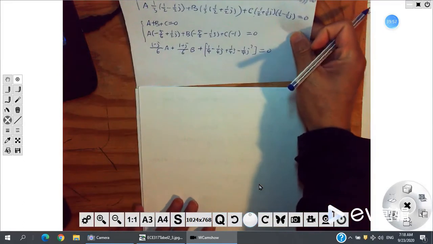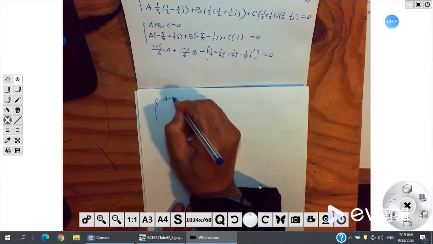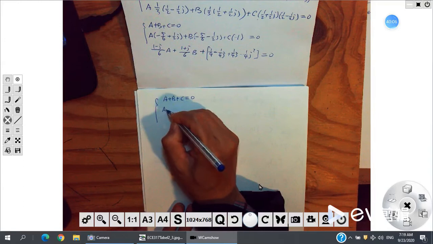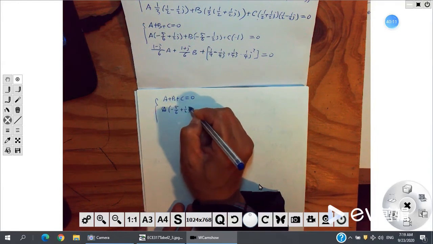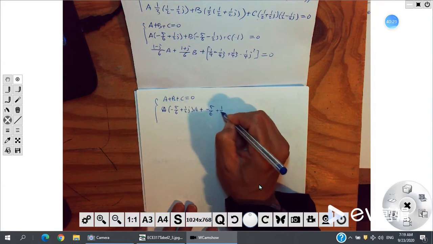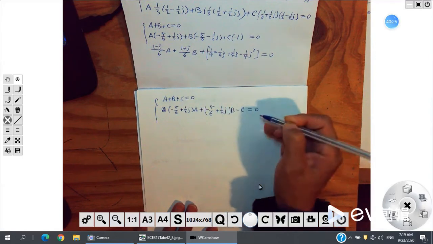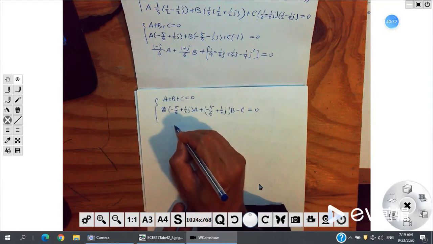So this is a long problem. Okay, it will be a plus b plus c equal to 0. And a times, I put the coefficient in front, -5/6 plus half j times a, and -5/6 plus half j times b minus c equal to 0. And this one is, okay, I still separate this, real and imaginary might be better.